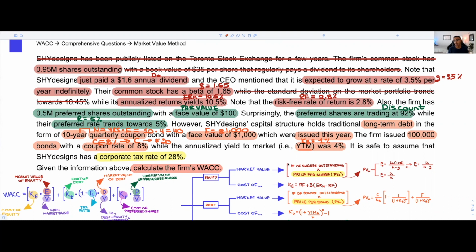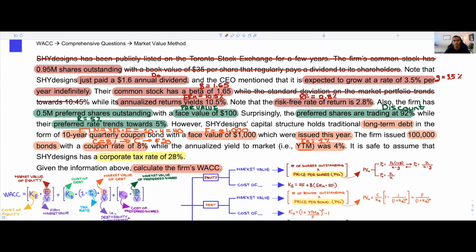Once we have all of this information, we'll be able to solve for the total value of the firm, because we're going to add equity plus debt plus preferred shares, their market value. That's going to give you the value of the firm. Once you have that, now magic happens because we'll be able to find the proportion of equity to value, the proportion of debt to value, and the proportion of preferred shares to value. And with that, we'll be able to plug in all of the information within our WACC formula and get our answer. It's really as beautiful as that.